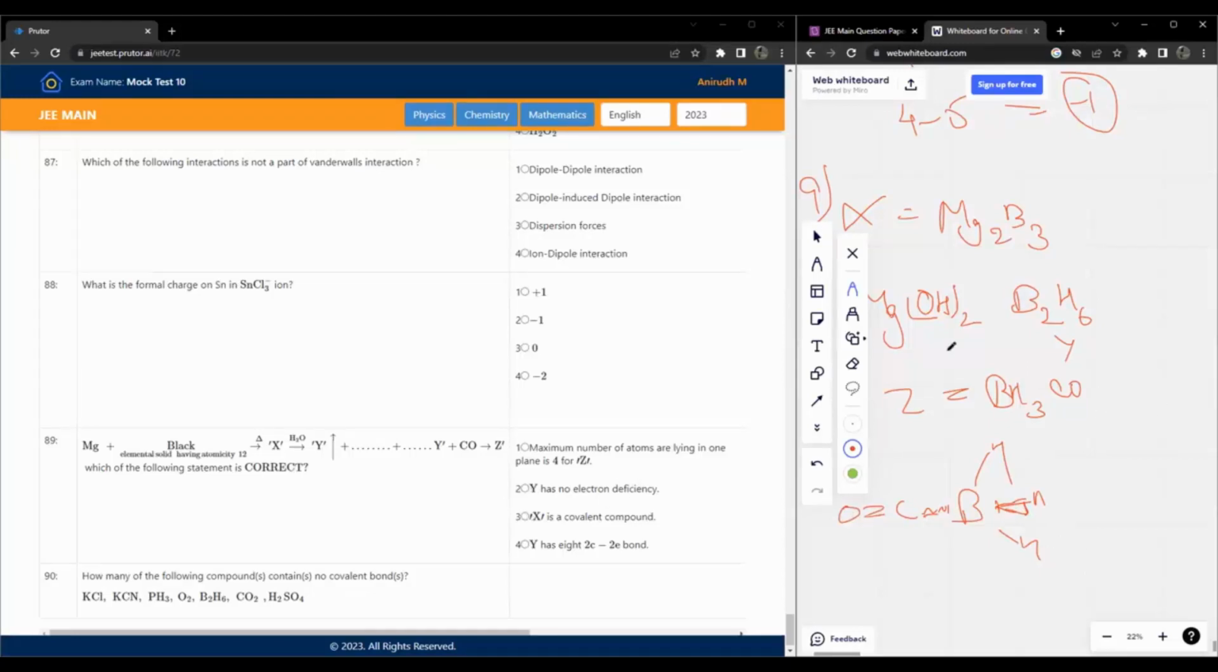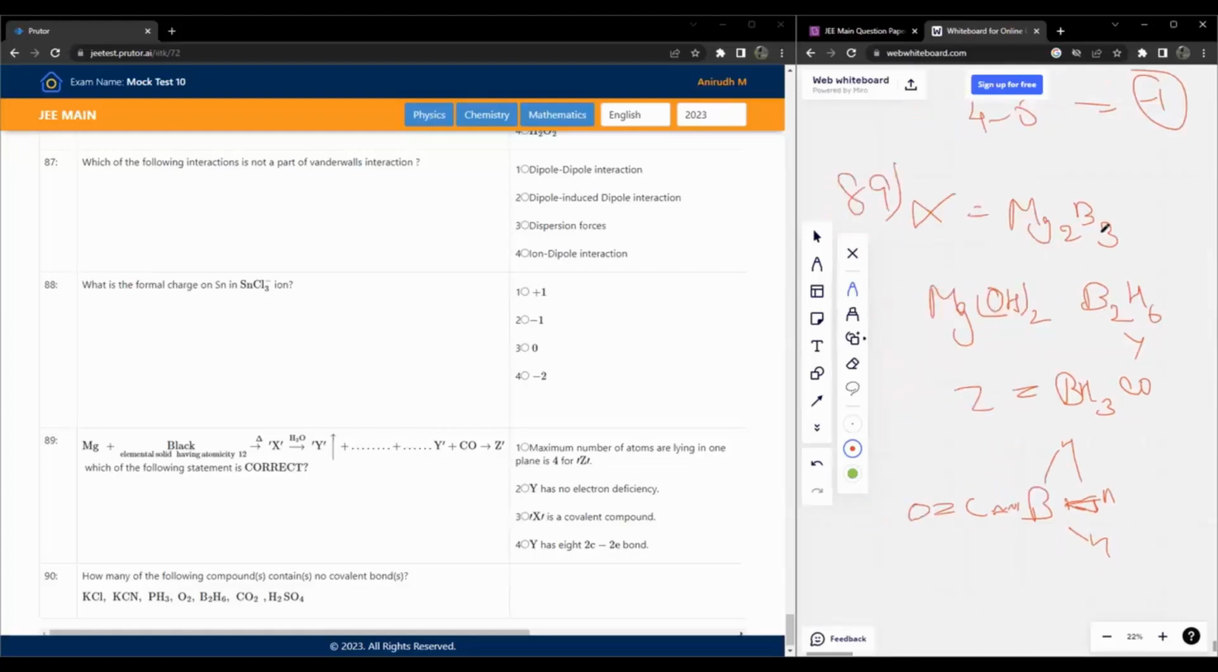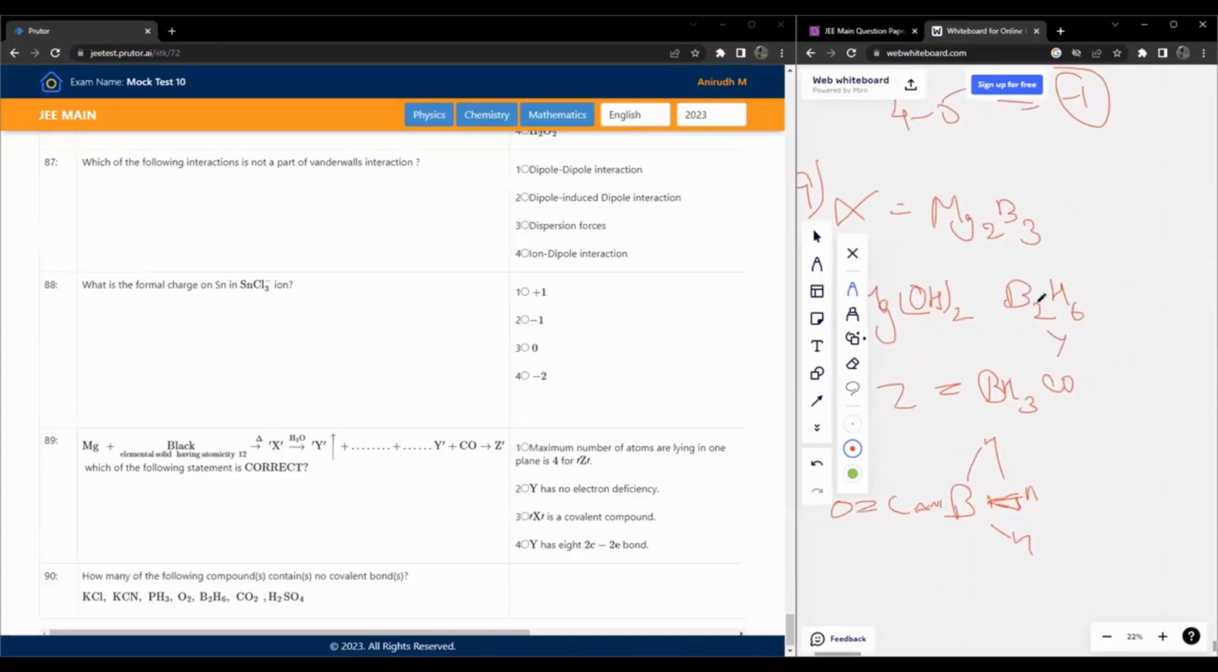Y has no electron deficiency is false because B2H6 has an electron deficiency. X is not a covalent compound, it's ionic, and Y does not have 8 two-electron bonds, right? And the last, how many compounds contain no covalent bonds? That's KCl only. The others all have covalent bonds. So you have this one ionic compound. So the answer is 4. Okay, that's it. That finishes the question paper. Thank you, guys.